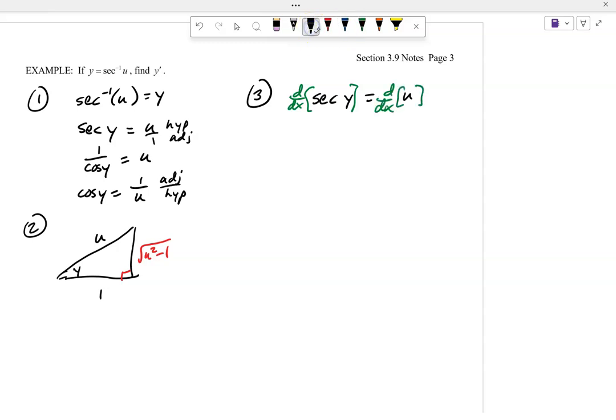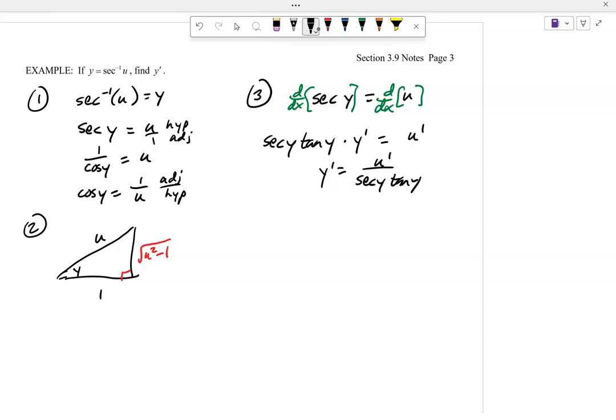And so we've got secant y, tangent y. That's the derivative of the secant, tangent, and then times y prime, dy dx. We don't know what y is, right? Those derivatives do not agree. And over here we got derivative u is 1, but du dx, so u prime here. And so y prime is u prime over secant y tangent y.